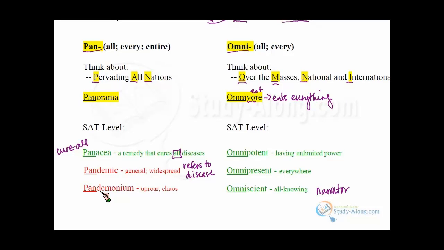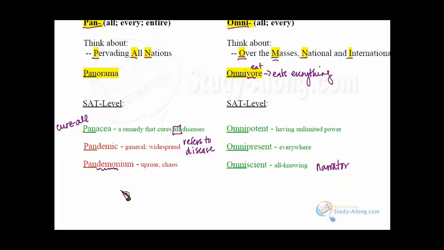Pandemonium, the story behind this one is really interesting. You can probably see demon in here. And pandemonium is actually a word that an author made up himself. The author's name is John Milton. He wrote Paradise Lost, and Paradise Lost takes place in heaven and in hell, and he wanted a name for the city that would be the capital of hell. And he decided Pandemonium should be the name of that city because it means all demons, and all demons are in hell. So somehow, the word first appeared in Milton's book, which I believe was written in the 1700s.